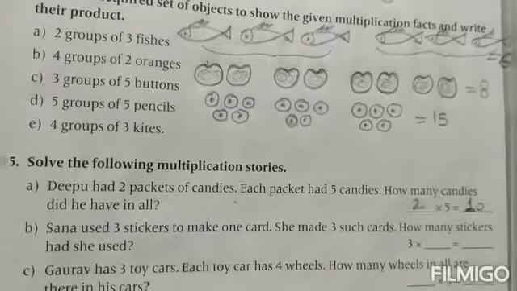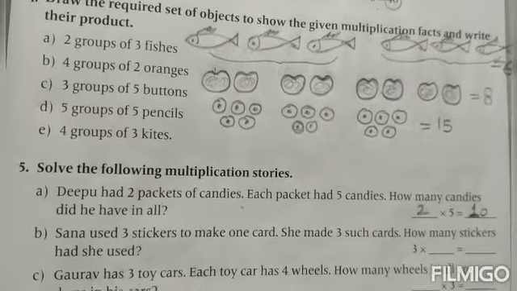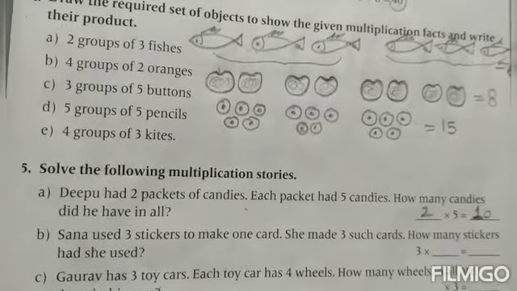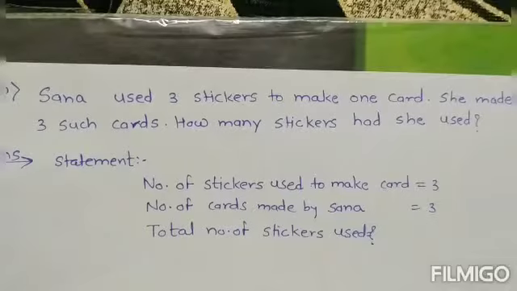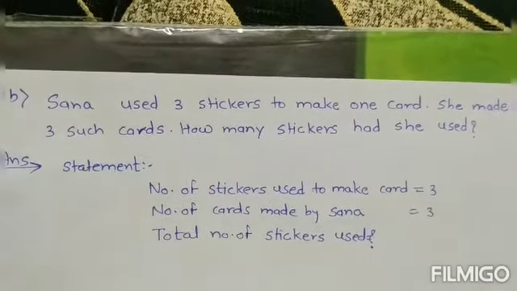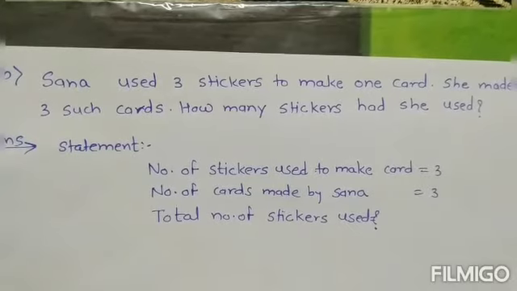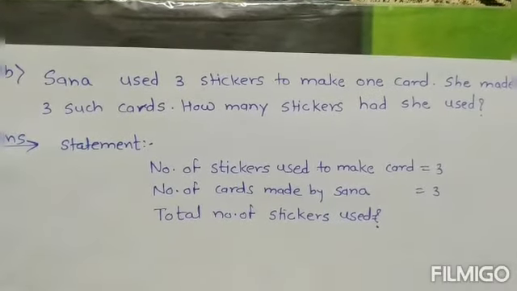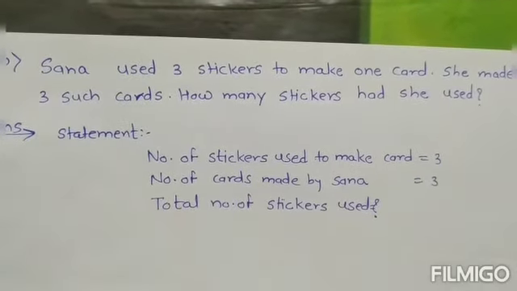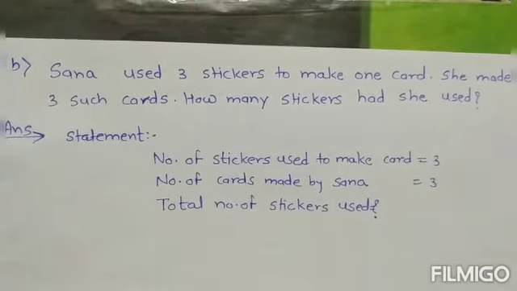Next sum is: Sana used 3 stickers to make 1 card. She made 3 such cards. How many stickers had she used? First, write down the statement from the sum. Number of stickers used to make a card is equal to 3 and number of cards made by Sana is equal to 3. Here we have to find out the total number of stickers used.